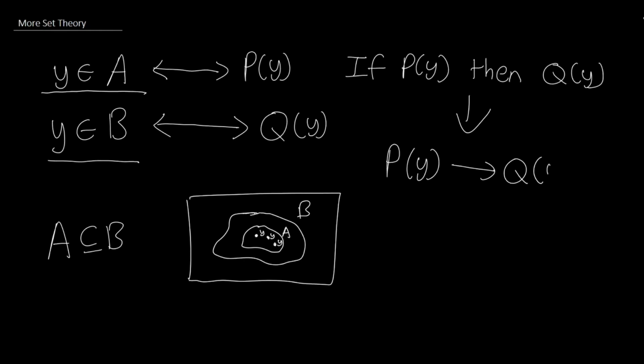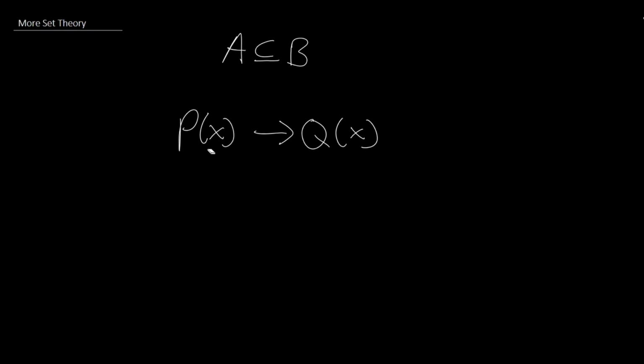There we go. So that's how we communicate this piece of information in terms of logical statements. Now it turns out we can be even more specific. So we can say if P of x, then Q of x. We used y as a variable before, but there's no reason we couldn't just use x instead, because you're more familiar with this sort of notation.